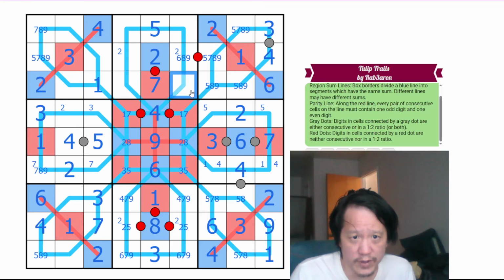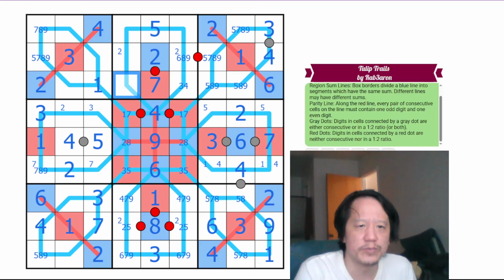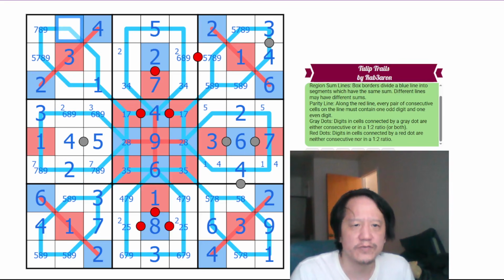3 and 4 both have to be here, so this is a 3-4 pair. We have 5, 8, and 9 here, 5, 8, and 9 here. 6, 7, 8, and 9. No 6. 6, 8, 9, 6, 8, 9. 7 can't be here because of 7 in the row. No 7 here because of 7 in the column. So 7 has to be here.